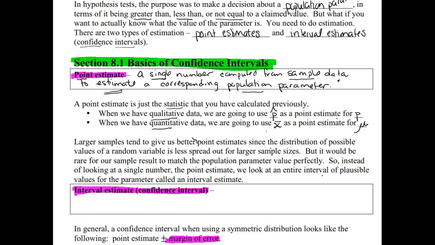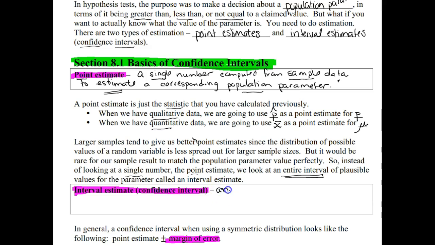Now, larger samples tend to give us a better point estimate since the distribution of possible values of the random variable is less spread out for larger sample sizes. But it would be rare for our sample result to match the population parameter value perfectly. So instead of looking at a single number, this point estimate, we're going to look at an entire interval of plausible values for the parameter called an interval estimate or a confidence interval.